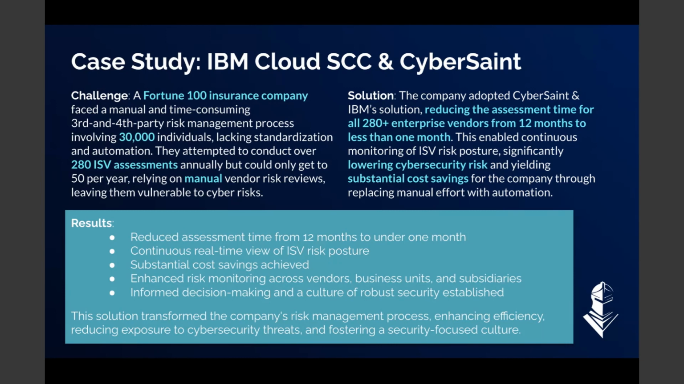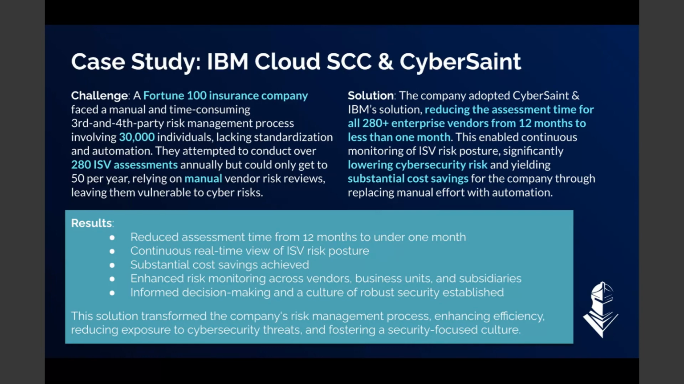And I would say the efficiency gains inside IBM might be even greater because you're automating 30% of these actual control frameworks. So now we have continuous monitoring of ISV risk posture. It lowers cybersecurity risk, and it yields a very substantial cost savings for the company. So reduce the assessment time, continuous real-time view of risk posture. So when you're discussing risk upstairs, that data is not 6 months old, it's not 3 months old, or it's not just a hodgepodge of differently aged data feeds.